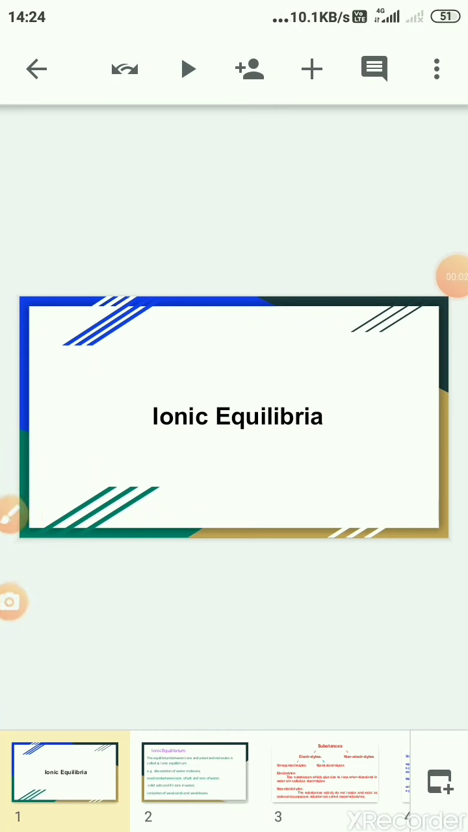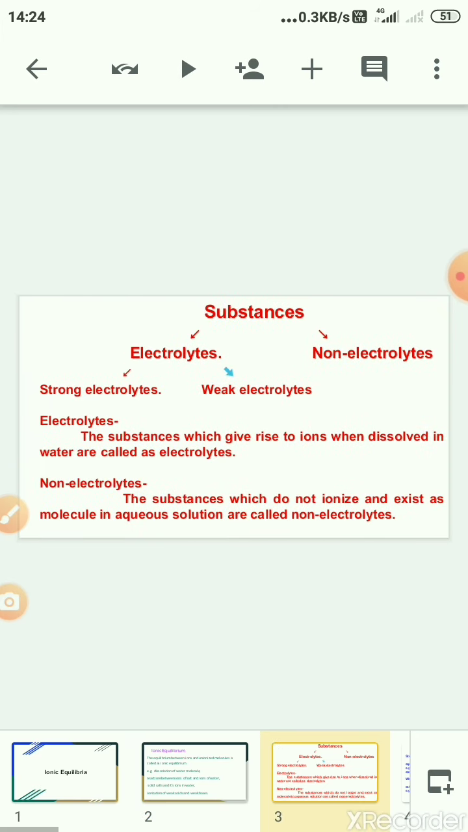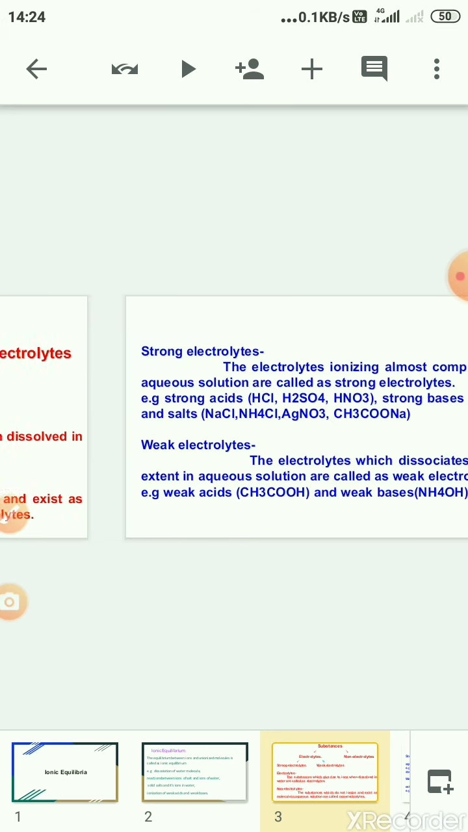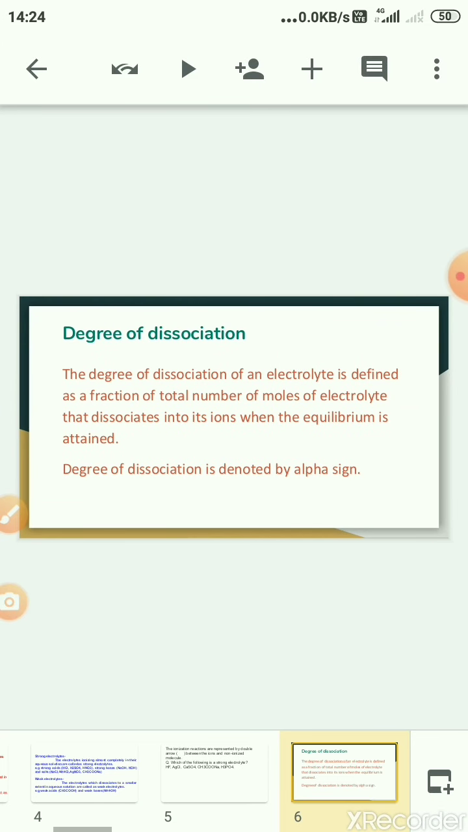Hello friends, yesterday we have seen ionic equilibria. First we have seen the definition of ionic equilibrium and examples of ionic equilibrium. Then substances are divided into electrolytes, and again electrolytes are divided into strong electrolytes and weak electrolytes. We have seen definitions and examples of strong electrolytes as well as weak electrolytes.